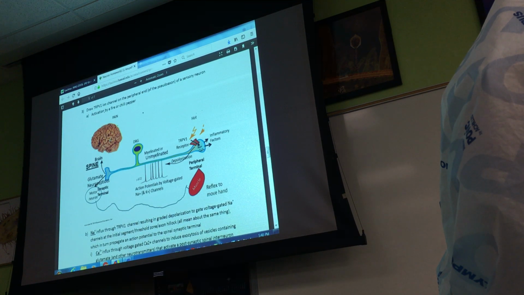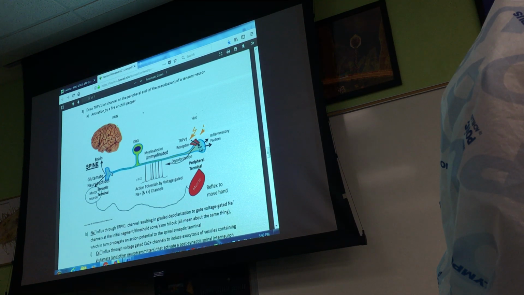And then activation by a chili pepper. So chili pepper is going to activate this channel called TRPV1. TRPV1 is going to bring in sodium and calcium. The calcium is going to induce the exocytosis of inflammatory factors. The sodium will induce a depolarization by activating those voltage-gated sodium channels here at the initial segment. Does everyone get that? Then you get an action potential that will propagate all the way up, skipping basically the soma, and go all the way up to the spinal sensory neuron synapse.